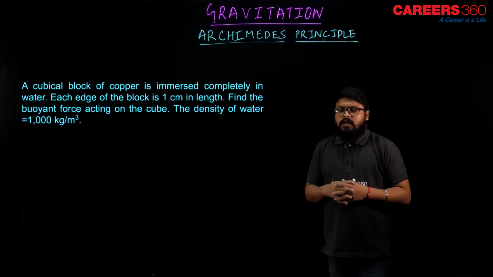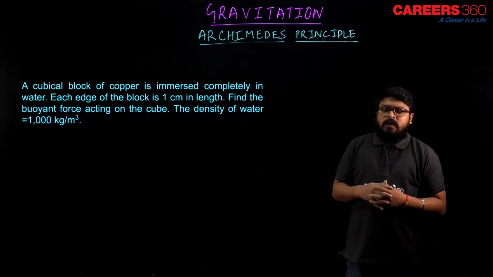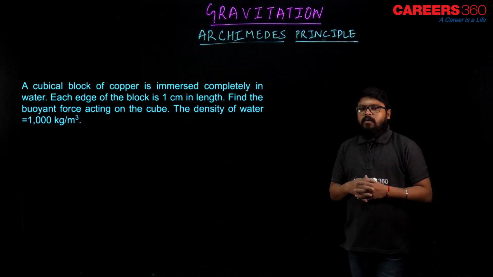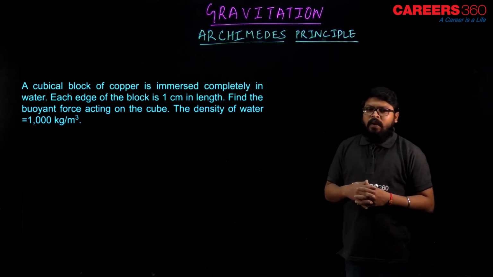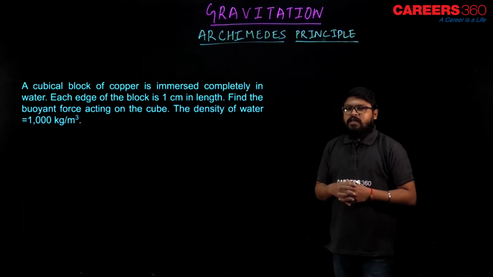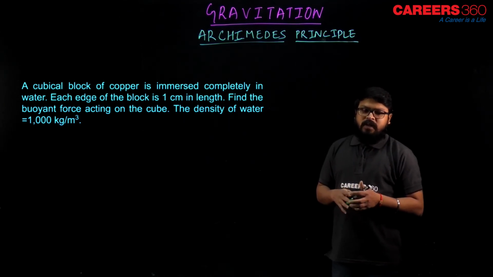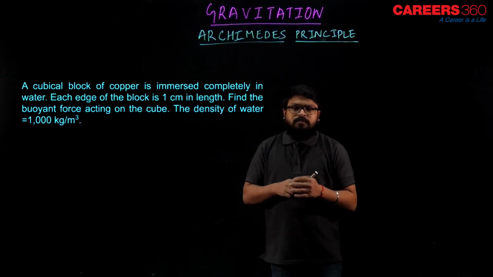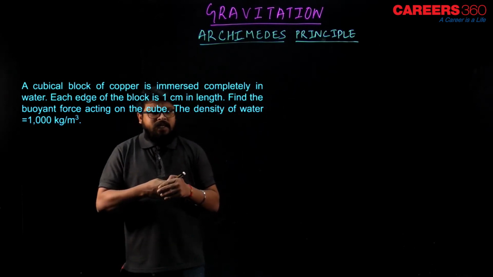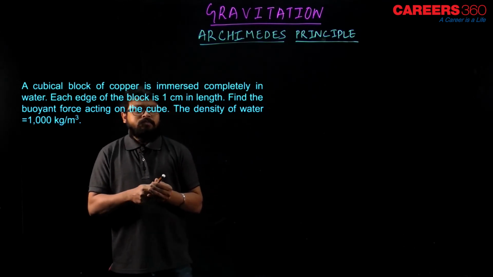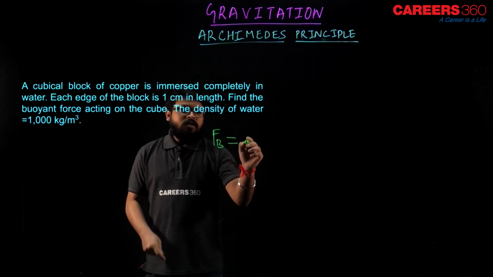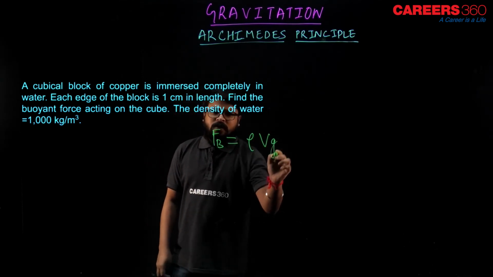As you can see the question, a cubical block of copper is immersed completely in water. Each edge of the block is 1 centimeter in length. Find the buoyant force acting on the cube. The density of water is 1000 kg per meter cube. Okay. So, now force of buoyancy is given mathematically by FB equals rho Vg. We know this, right?